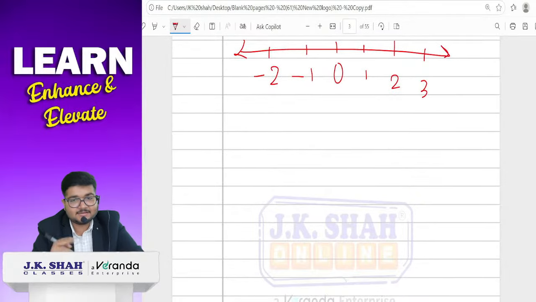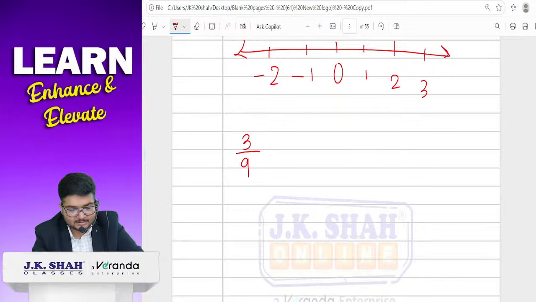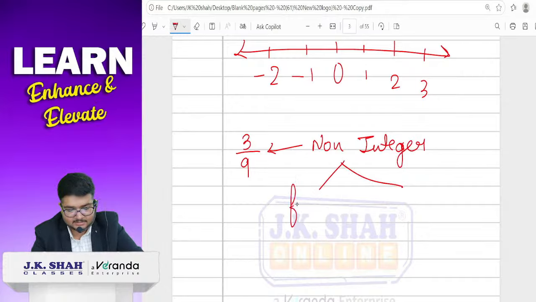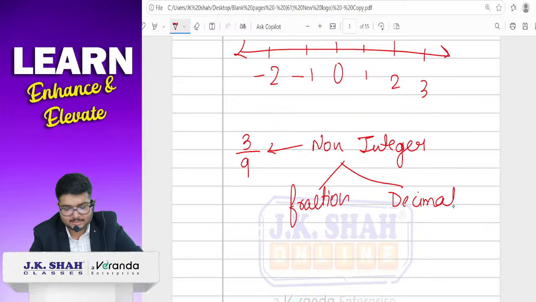non-integer slash fraction. So any fraction, for example 3 upon 9. Now 3 upon 9 is a fraction. You can also call it a non-integer. Sir, why non-integer? Non-integer includes both a fraction as well as a decimal number. Sir, why? Because both are the same.